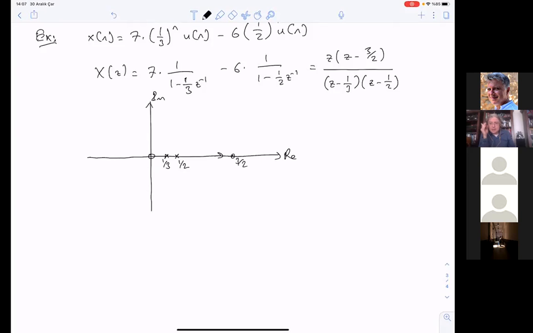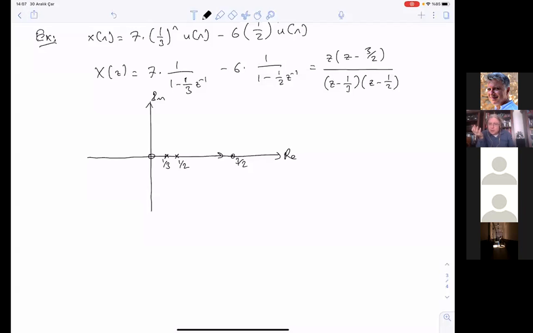It doesn't really affect the region of convergence circle. So it can be anywhere. But we need to show it. So it's a right-hand sided signal. Therefore, the region of convergence is to the out of the circles. It's to the out of a circle with a radius of 1 over 3 for the first part, and it is to the out of 1 over 2 for the second part.